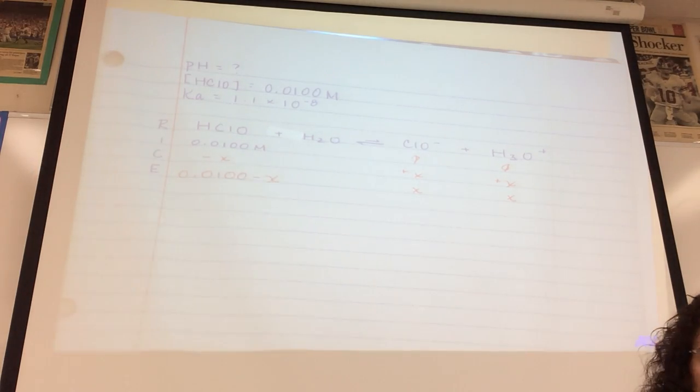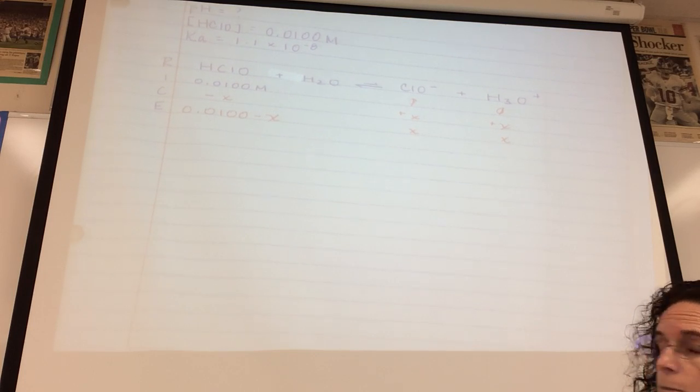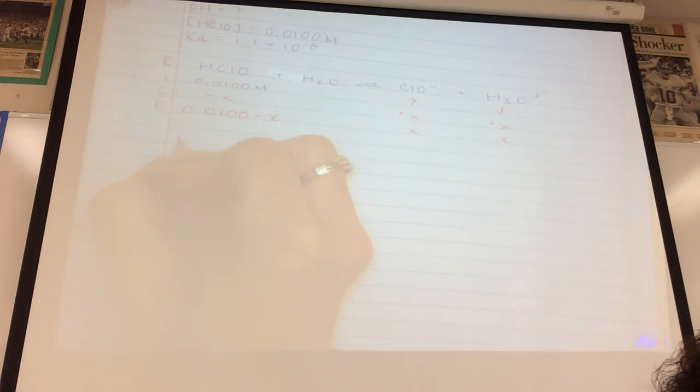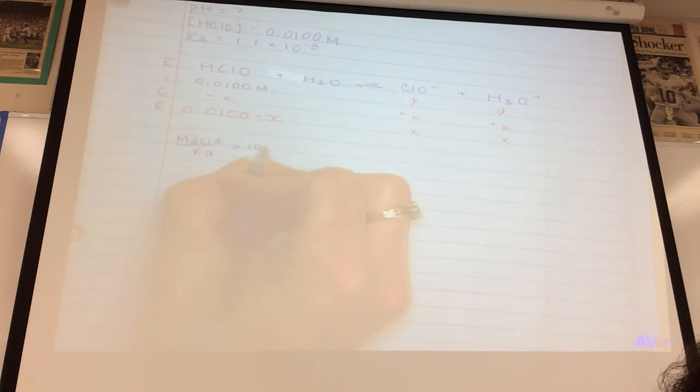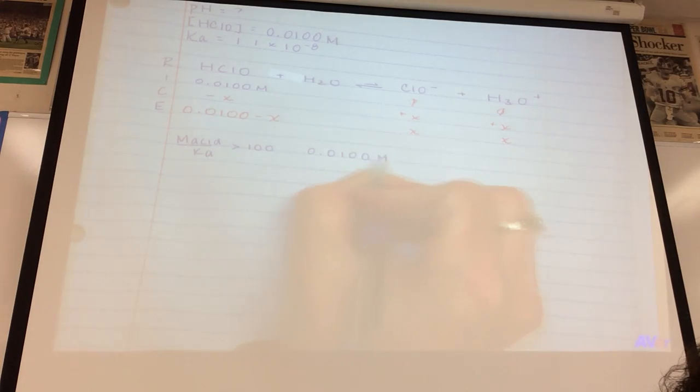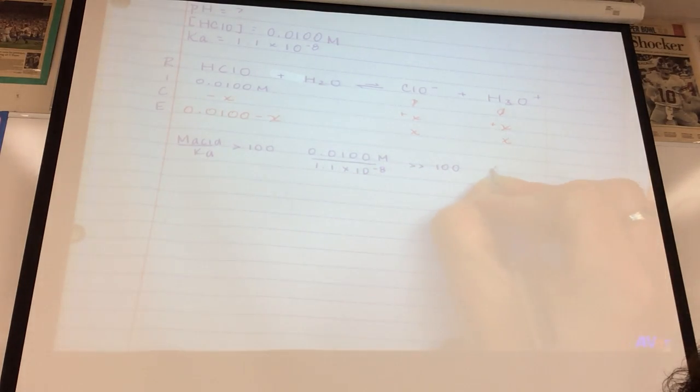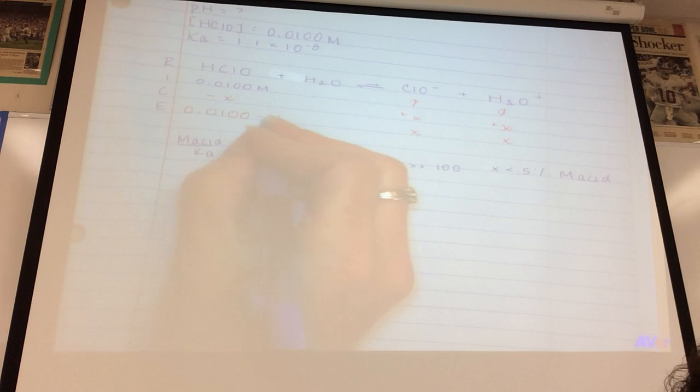Now you need to see if you can get rid of that x. So we said the molarity of the acid over Ka has to be greater than 100. We have 0.0100 molar over this, and that's much greater than 100. So x is less than 5% the molarity of the acid, and as a result, I can get rid of this.